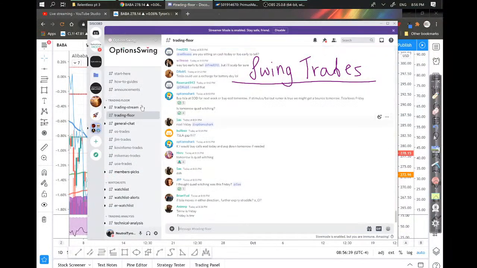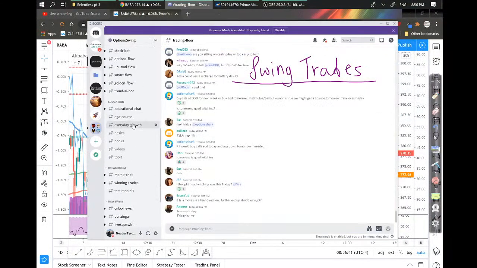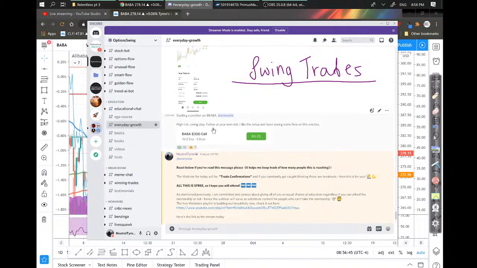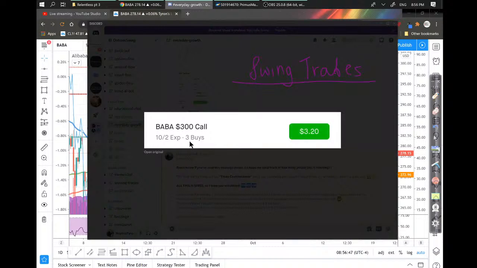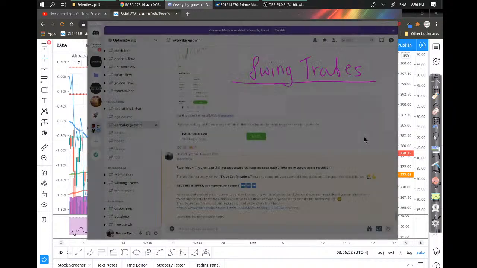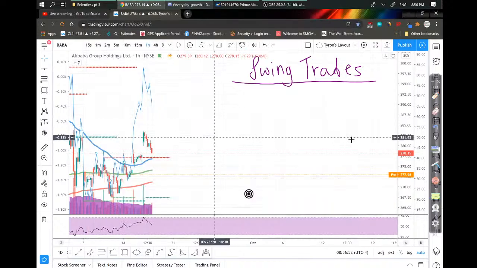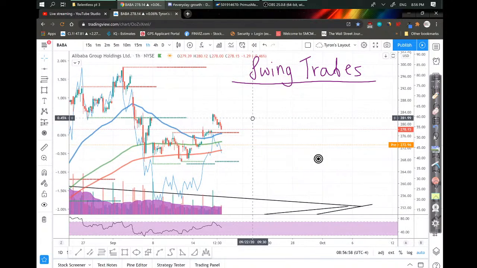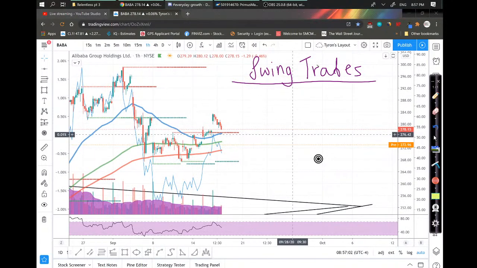So I took, let me see here, $300 calls for 10-2. This is the one that I took. It cost me $3.20 per contract, or somewhere around there. It's going to open up much lower today. But you can see this is a pretty good trade, right? For a swing trade.